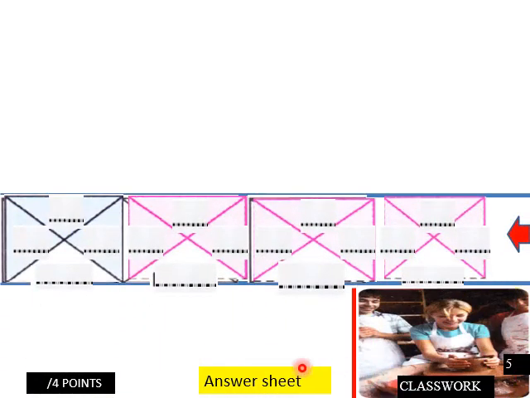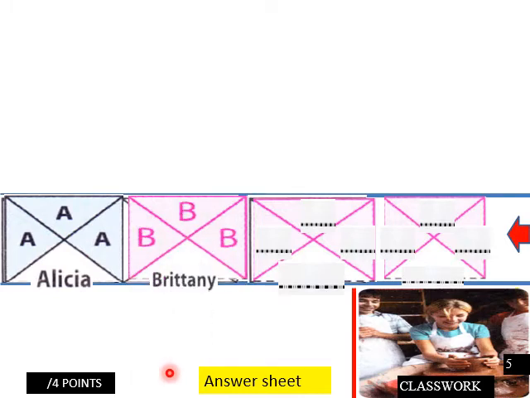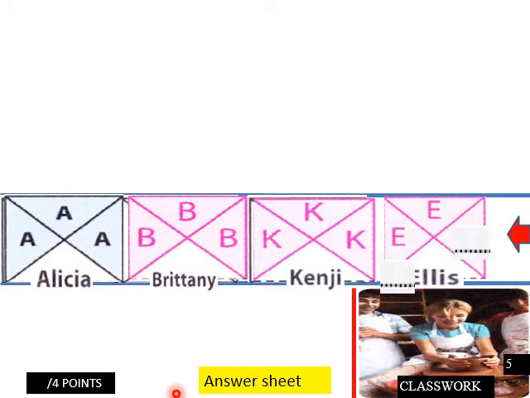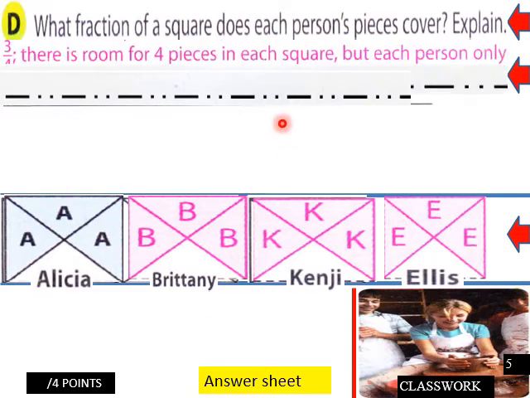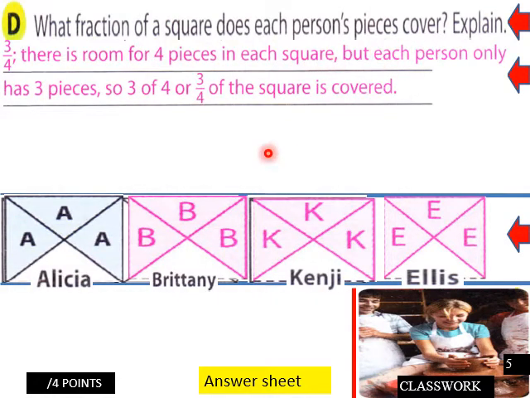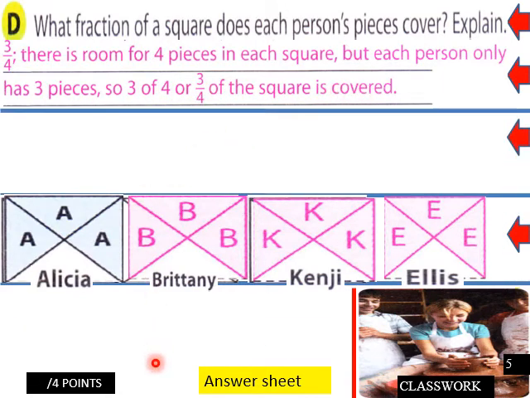Page 5 of classwork. So these are the fractions of blocks of clay that each student will get. What fraction of a square does each person's pieces cover? Explain. So here is the response and then the explanation. 3/4. There's room for 4 pieces in each square, but each person only has 3 pieces, so 3/4 of the square is covered.